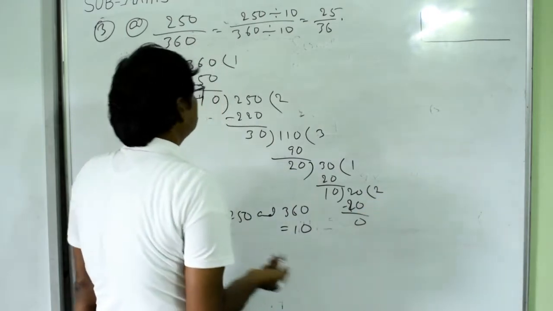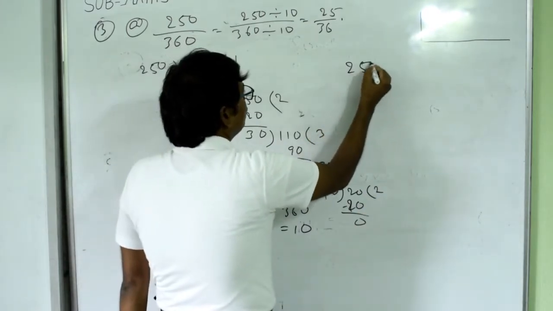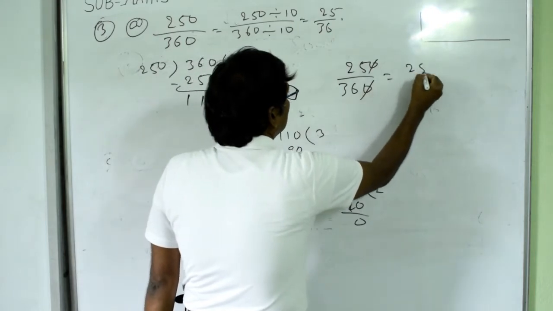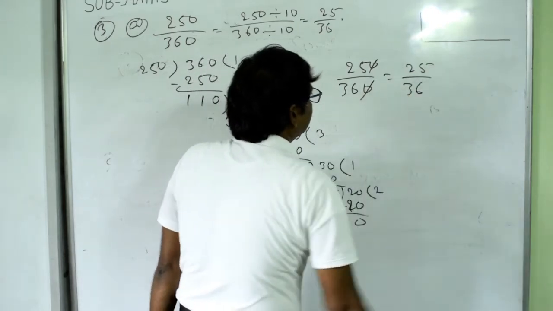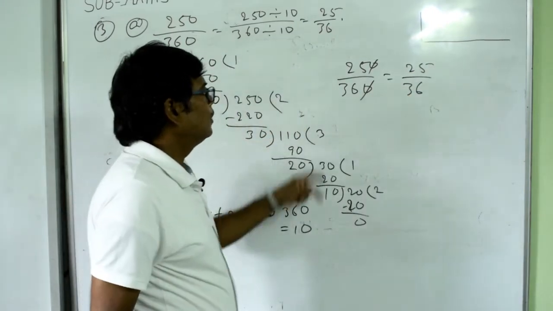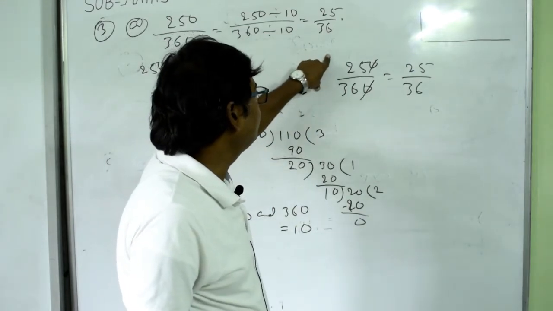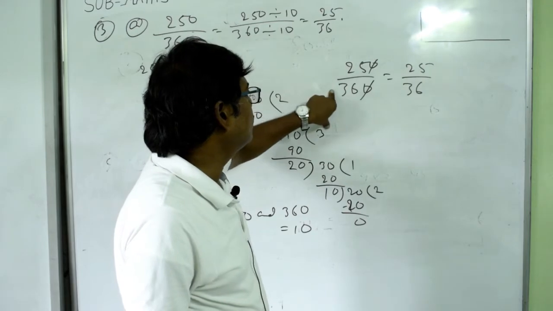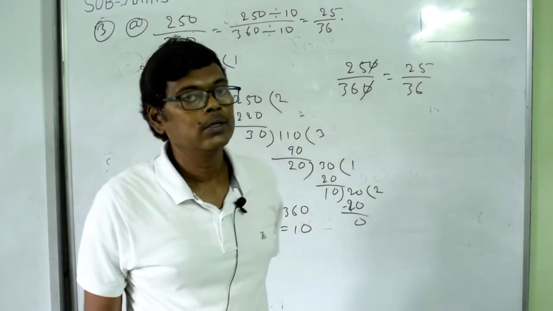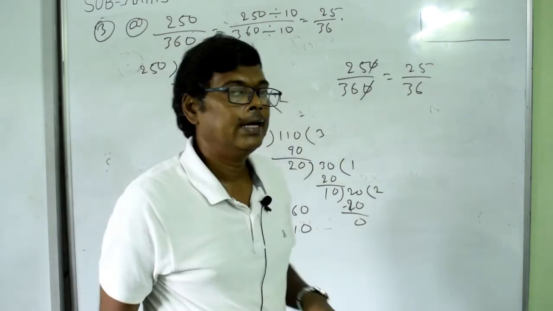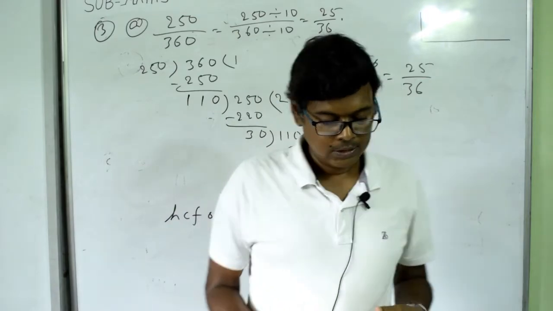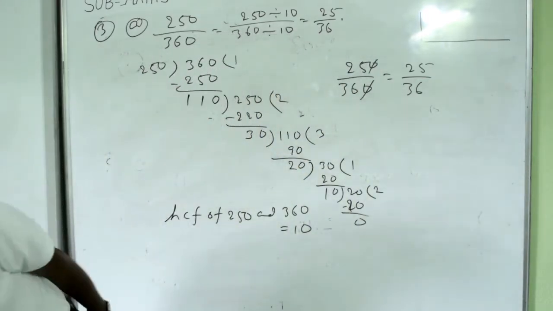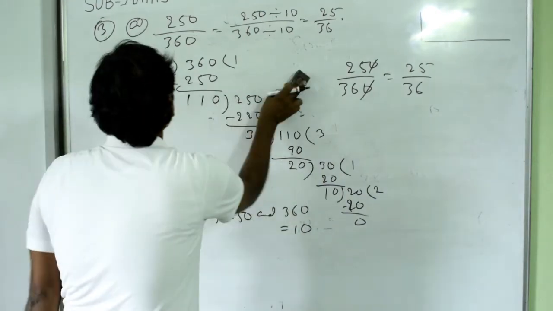And there is also another process, like 250 by 360 here, where we can cancel out the common factors and then we will get the answer, okay? But in this, sometimes if you don't identify that they have common factors, then the answer may be wrong. So it is better to find the HCF and then you will get the correct answer all the time.